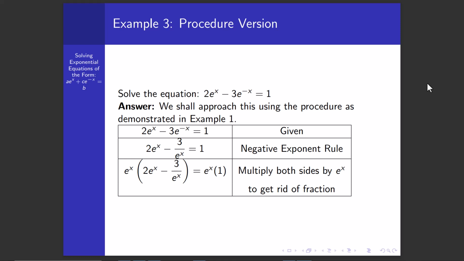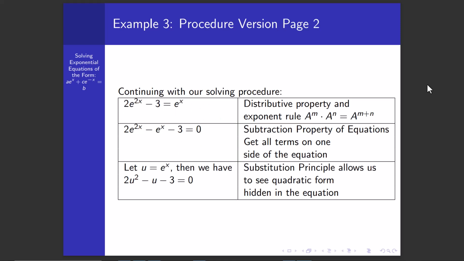Then again, we multiply both sides of the equation by e to the x. This will get rid of the fraction. And when I do this, I get 2e to the 2x minus 3 is equal to e to the x. Move that e to the x over to the other side of the equation, setting it equal to 0. Doing our substitution, u equal to e to the x. And then we have our quadratic form. 2 times u squared minus u minus 3 is equal to 0.